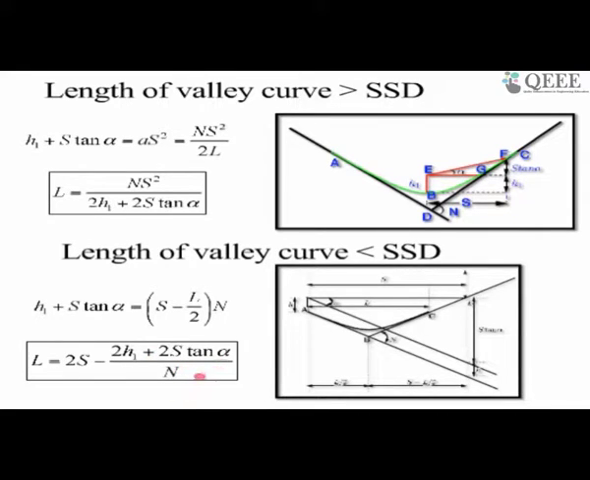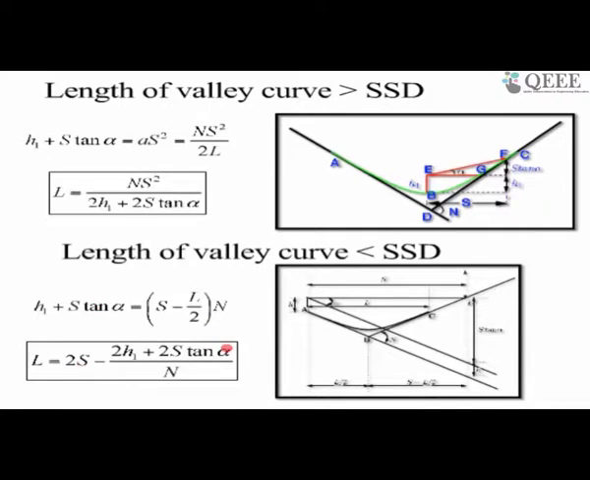So this is again very much similar to the previous one. If you try to see the difference, you will easily recall how this difference comes up. Here it was n s square, here in the denominator it is only n, and the parameter which was in the denominator went to the numerator here, whereas the whole term is negative and it is subtracted from 2 times the stopping sight distance. So this is how we calculate.